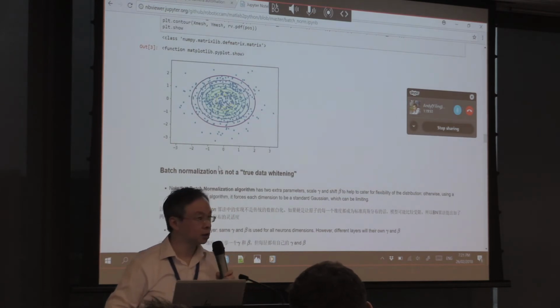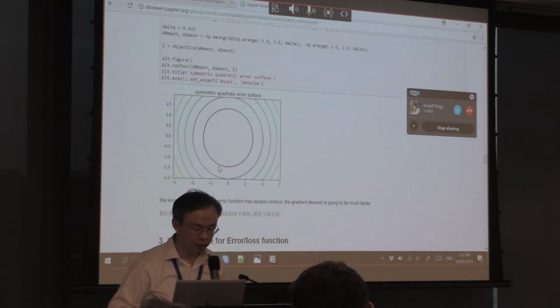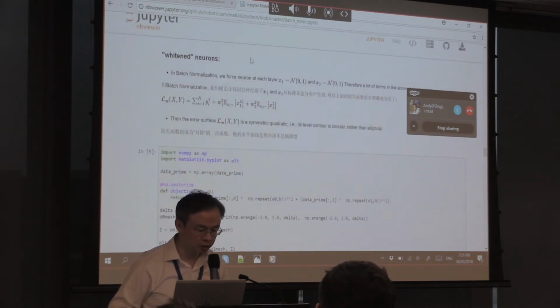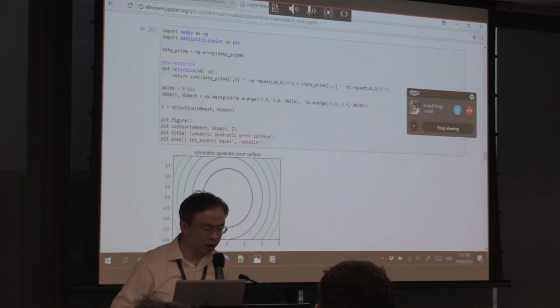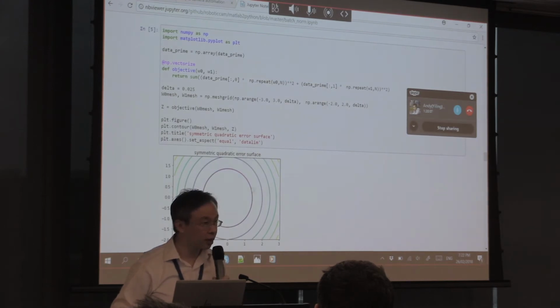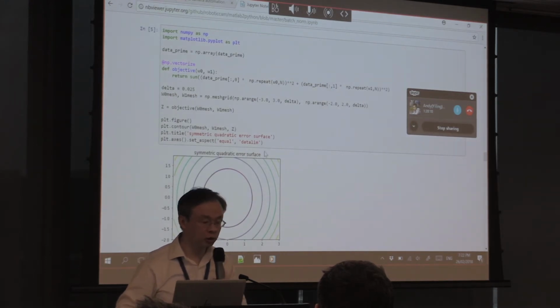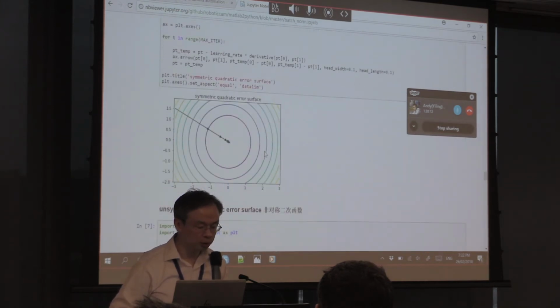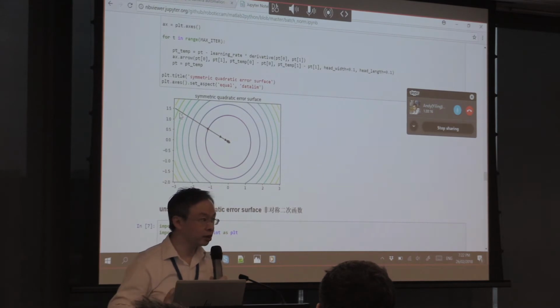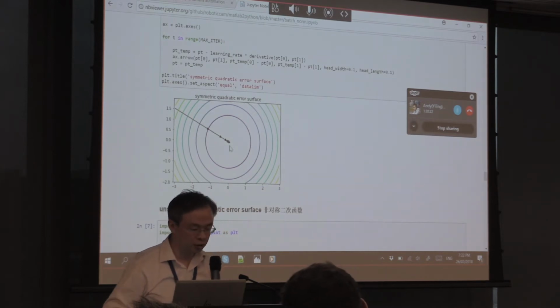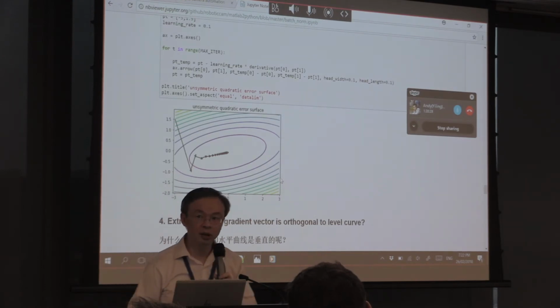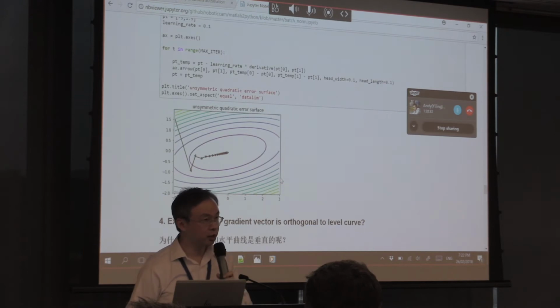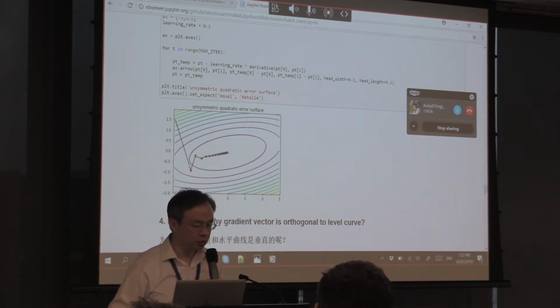Does anyone know? Here's a bit of proof of why you get that, but I'm going to skip it. For those of you who are interested, please come to talk to me offline as well. So if you have a quadratic function with a spherical contour, you can train your parameters a lot faster, because with gradient descent it's going to shoot like an arrow right towards the center, which is the minimum. And if your loss function looks like an ellipse, it's going to train a lot slower because it's going to go like this, okay?